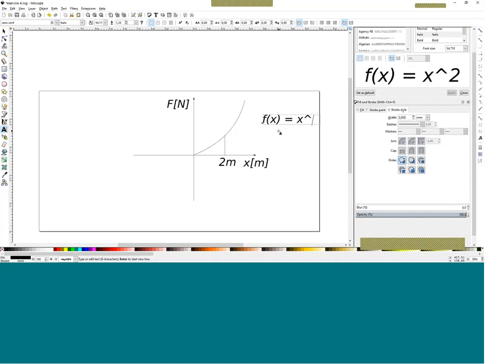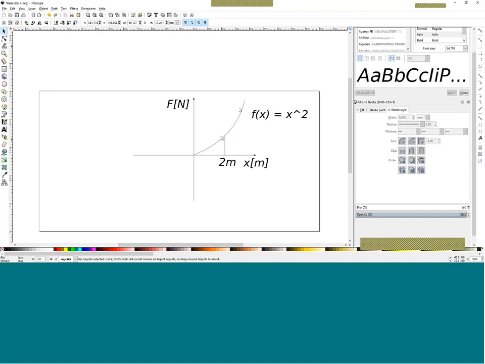Then you can represent this parabolic function as f of x is equal to x squared. Of course, it is starting from 0 onward. So my question to you is, knowing this information, how is work done from 0 to 2? That's my question.